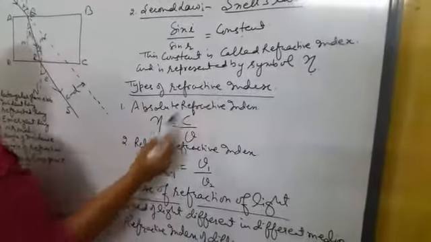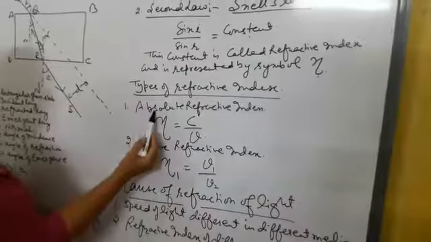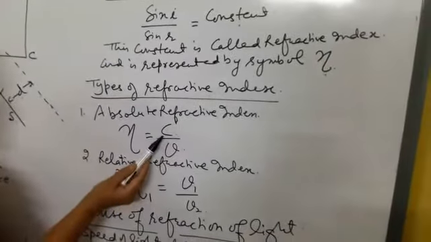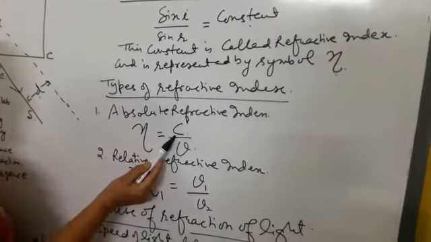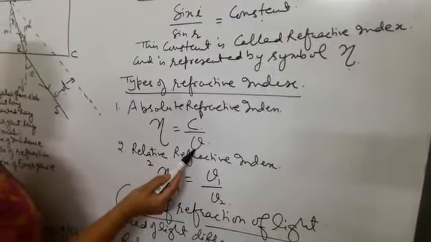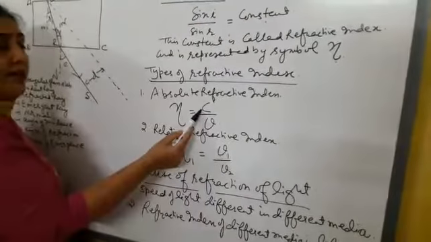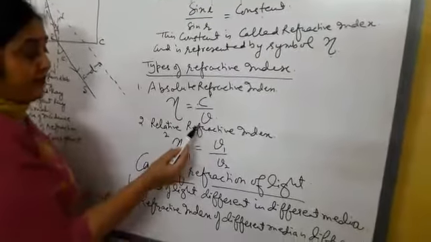There are two types of refractive index. One is the absolute refractive index. It is the ratio of the speed of light in vacuum or air upon the speed of light in the medium. C is the symbol for the speed of light in vacuum or air.